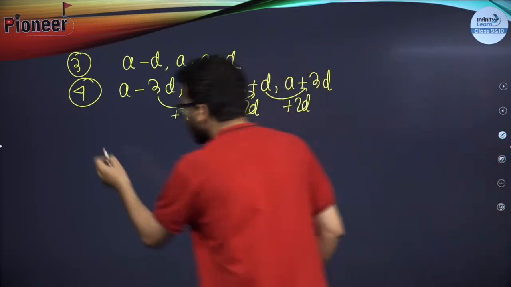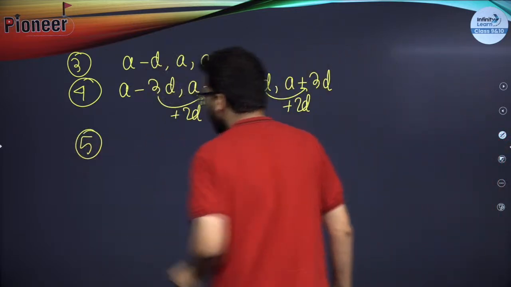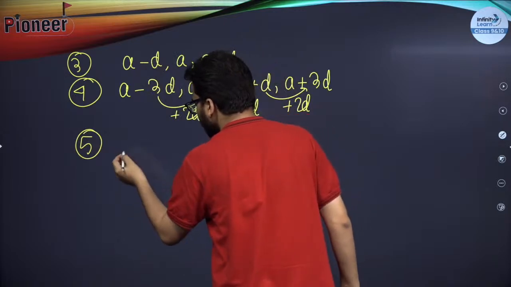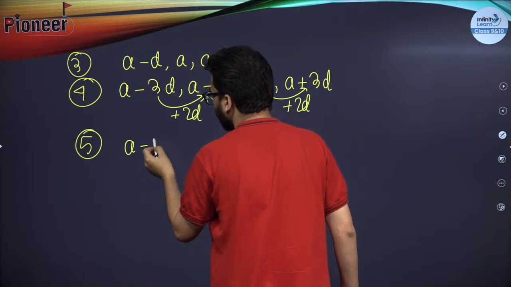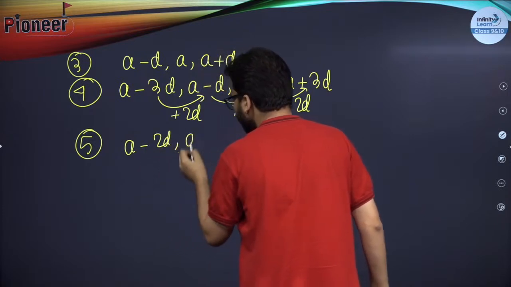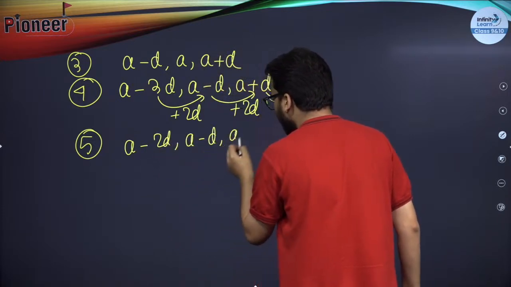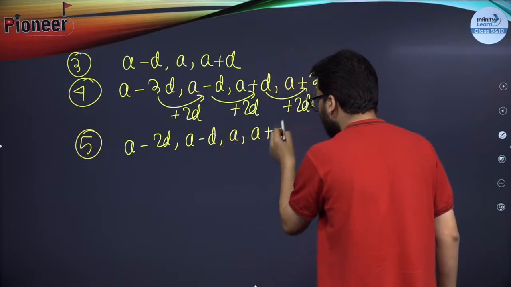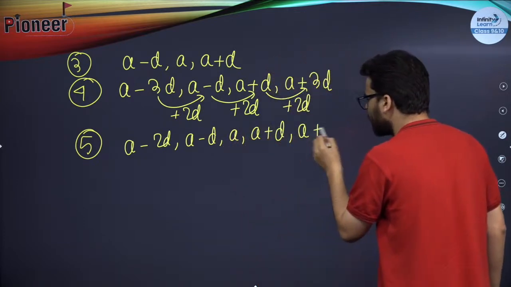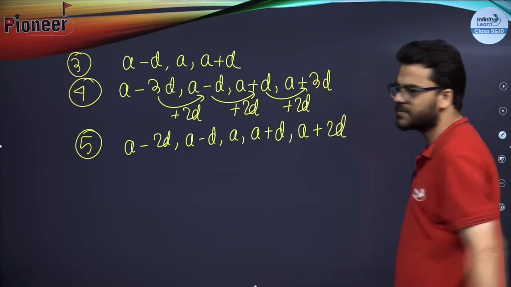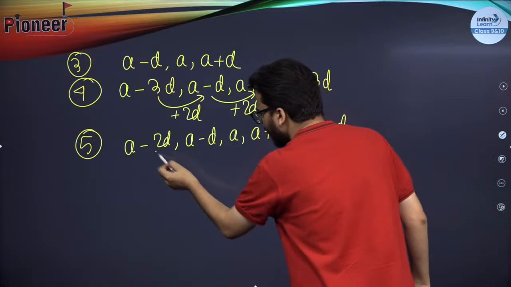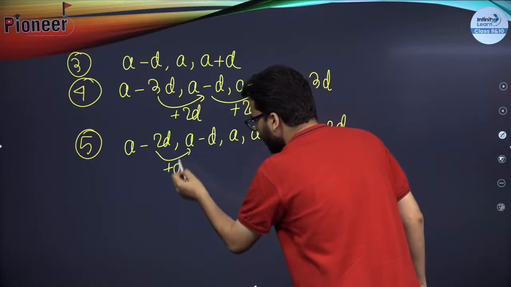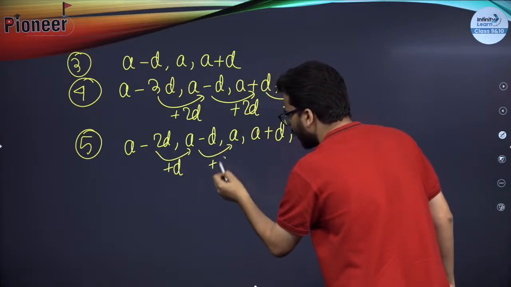Suppose 5 terms are there in AP, then this type of thing will be done. So for 5 terms in AP, it will be what, guys? a minus 2d, a minus d, a, a plus d, a plus 2d. You see, this type of assumption will work when 5 terms are there in AP. 1, 2, 3, 4, 5. So you see the common difference is nothing but plus d only.